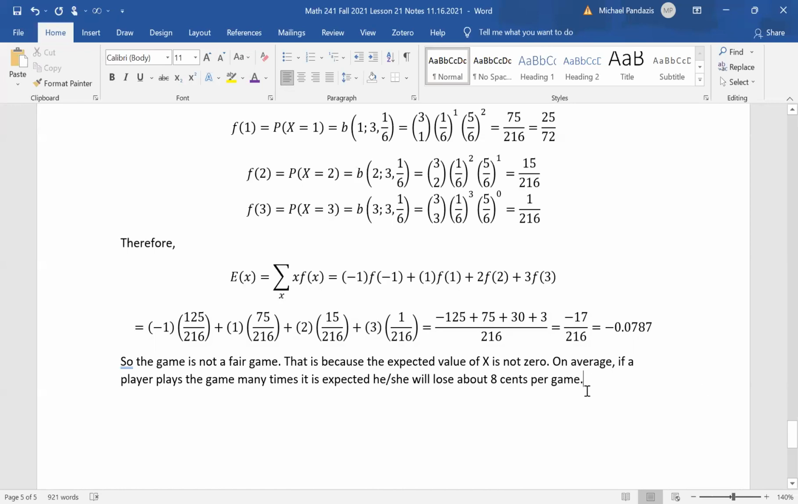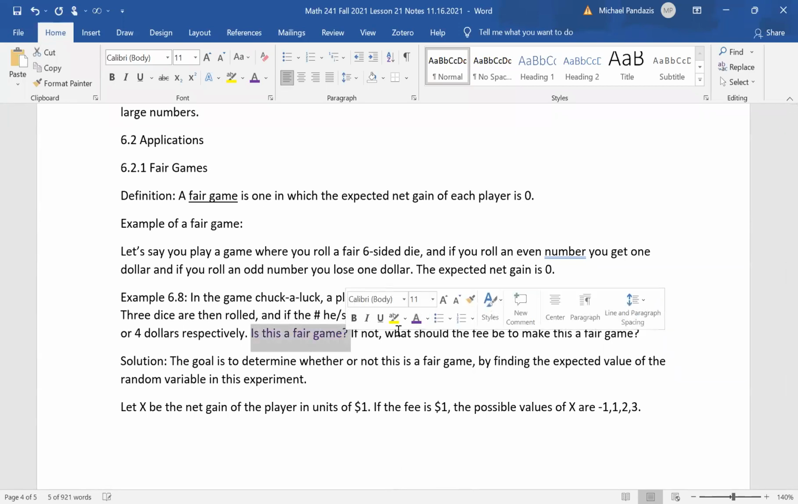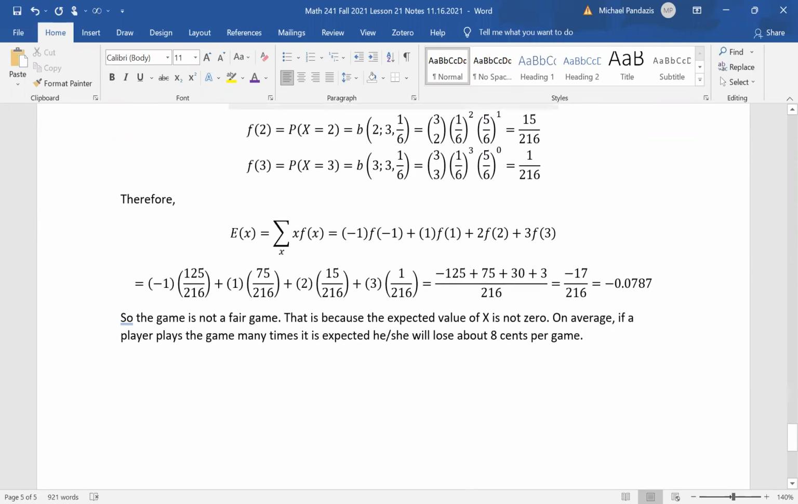So for part A, the first question, is this a fair game? The answer is no, it is not a fair game. The second question is, if it's not a fair game, what should the fee be to make this a fair game? We ask the second question because it's not a fair game. What should the fee be to play this game to make it a fair game?